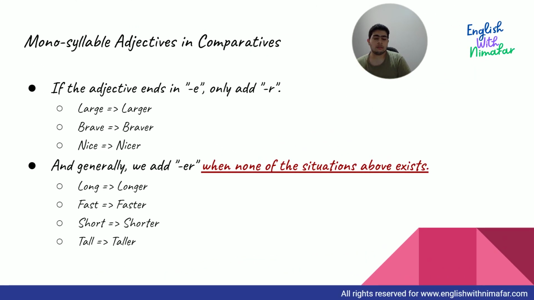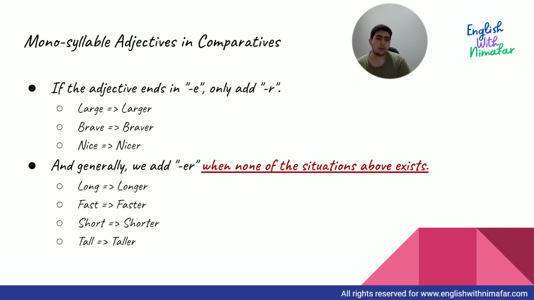Now let's talk about monosyllables in comparatives. Again, that's the second part of that. If the adjective ends in E, only add R. Large, larger. Brave, braver. Nice, nicer. And generally, we add ER when none of the situations above exist. For example, long: it doesn't have the pattern, it doesn't end in E, it doesn't end in consonant plus Y, so what would you do? Just add ER. Long, longer. Fast, faster. Short, shorter. And tall, taller.